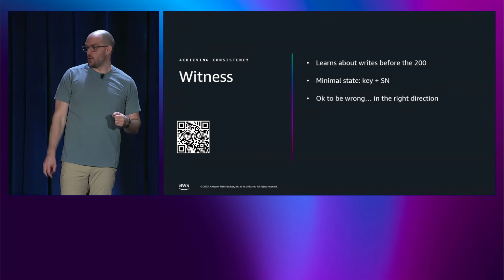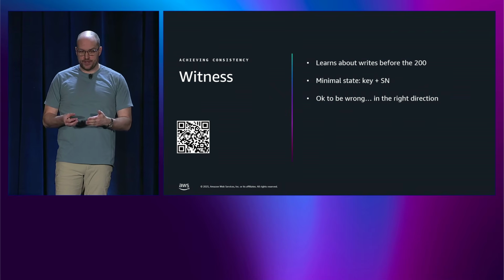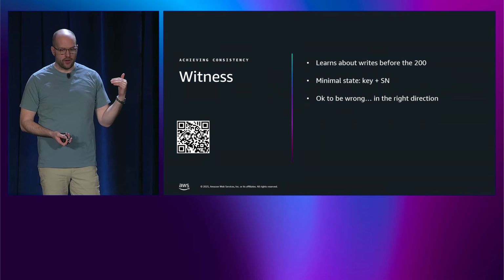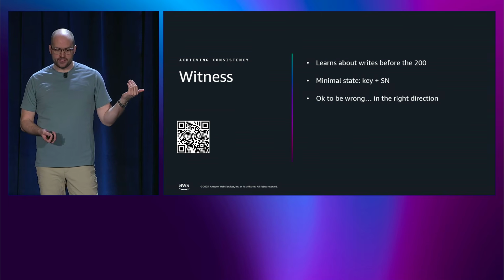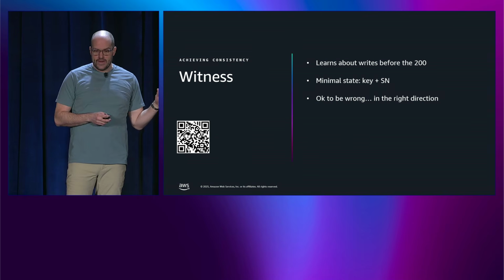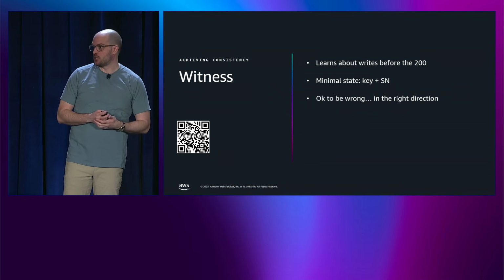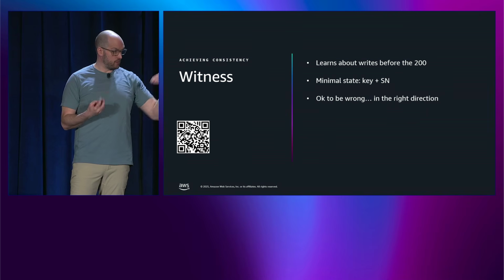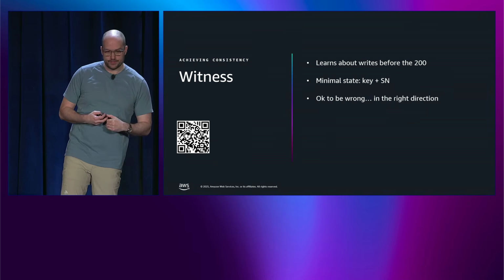So in order to answer this question, we built a system that we call a witness. And the sole purpose of the witness is to track the high watermark for writes to the index. And so there's a couple of simplifying assumptions for this witness system. First, the witness doesn't need to hold the actual data. It just needs to hold the sequence number, because it just has to answer that question, did any writes come in? It doesn't have to tell you what the write was.